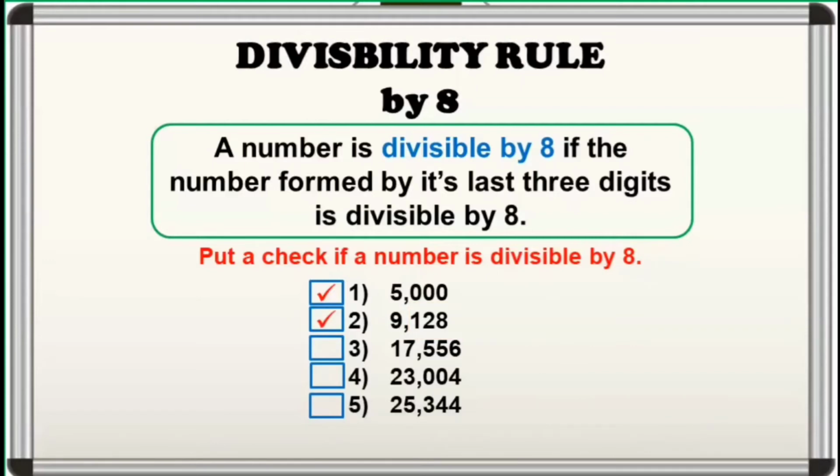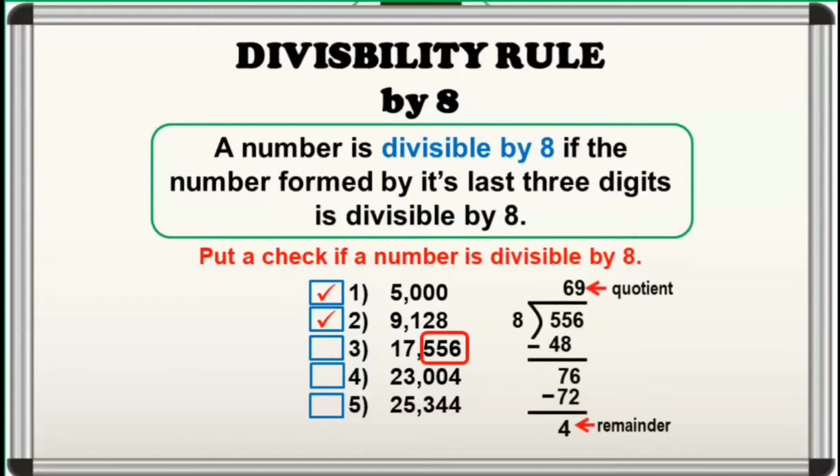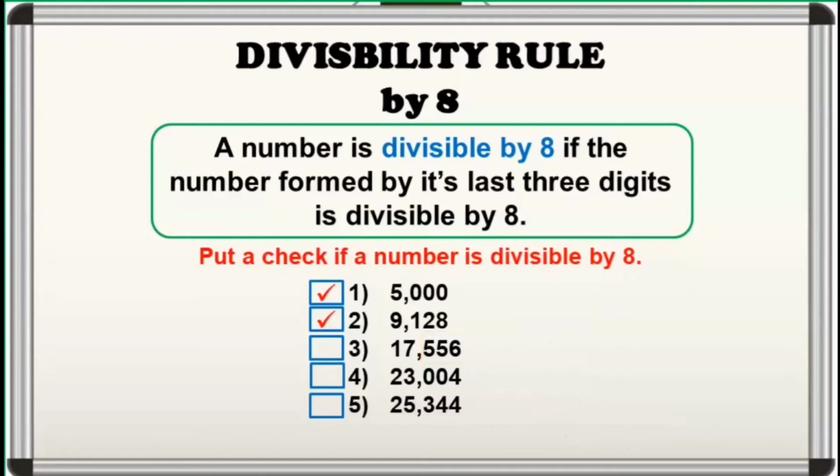For the third item, its last three digits form the number 556, and dividing it by 8 gives a remainder 4. So, it is not divisible by 8. Hence, the given number is also not divisible by 8. For the fourth one, its last three digits form the number 4. And obviously, 4 is not divisible by 8, since 8 is larger than 4. Hence, the given number is not divisible by 8.